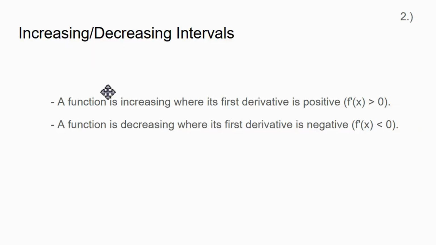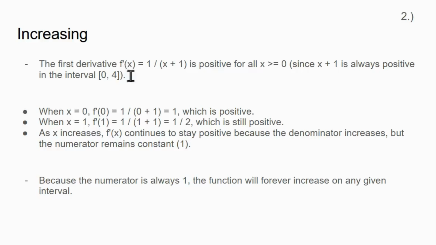Increasing and decreasing intervals. A function is increasing where its first derivative is positive, and a function is decreasing where its first derivative is negative. The derivative is always positive for any values greater than or equal to 0. So as you can see here, we plugged in 0, it would equal 1, which is positive. If we were to plug in 1, it would equal 1/2, which is still positive.